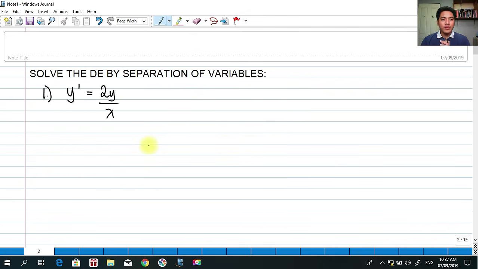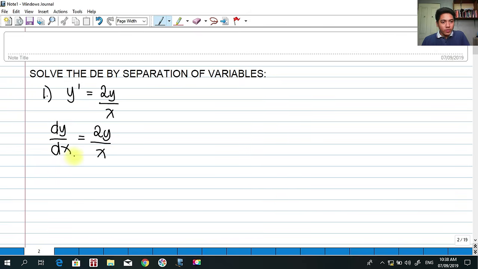For number one, solve the DE by separation of variables. This is a very easy example. We know, class, that we have dy over dx, y prime, is equal to 2y over x. A separable DE means that if we can group all the dy's with the y and all the dx with the x, then it is said to be a variable separable DE.